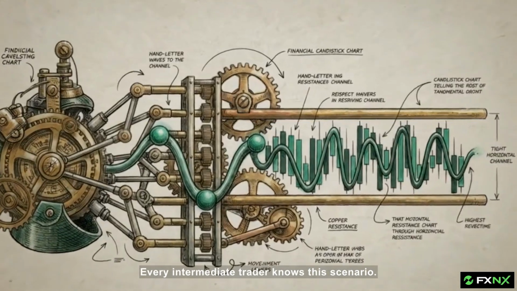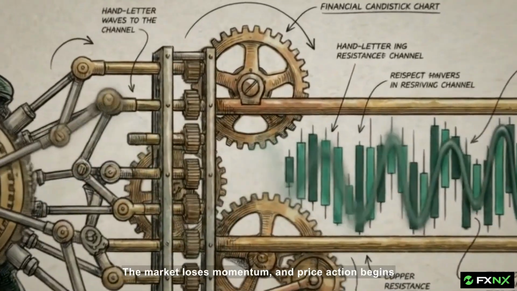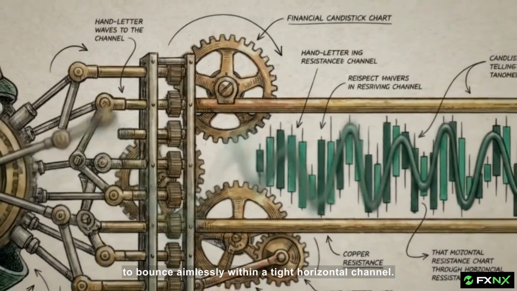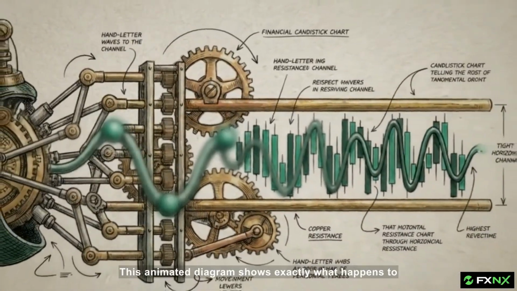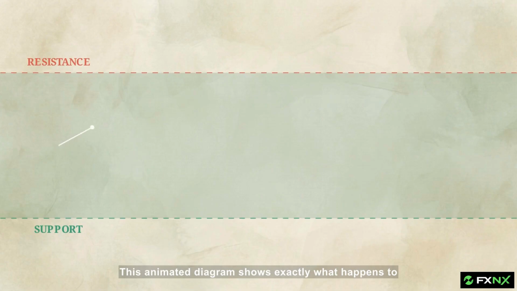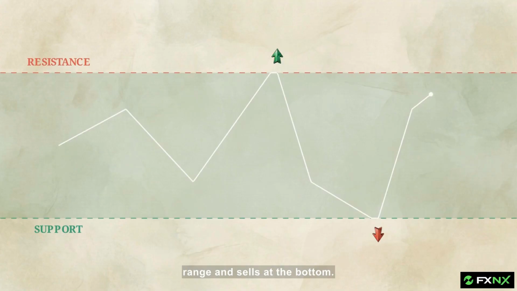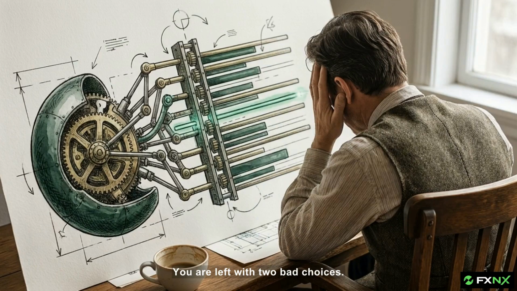Every intermediate trader knows this scenario. The market loses momentum, and price action begins to bounce aimlessly within a tight horizontal channel. This animated diagram shows exactly what happens to traditional trend-following tools in these conditions. Because they rely on sustained momentum, indicators end up signaling buys at the top of the range and sells at the bottom. You are left with two bad choices.